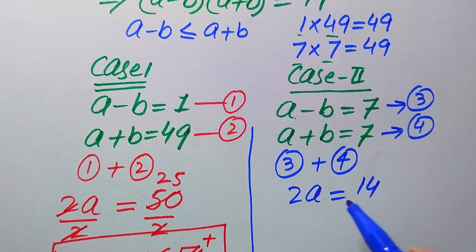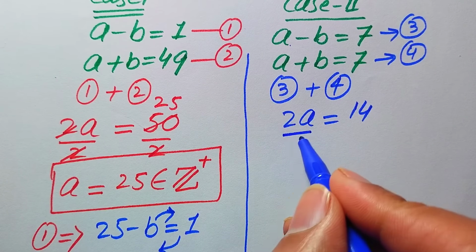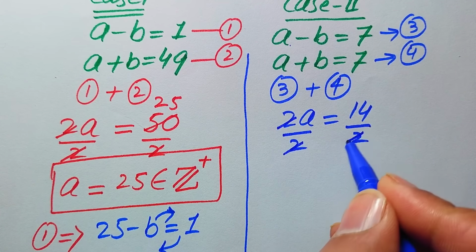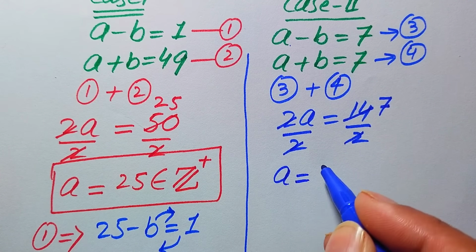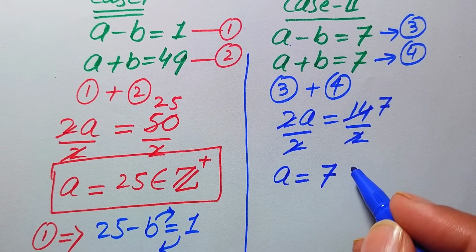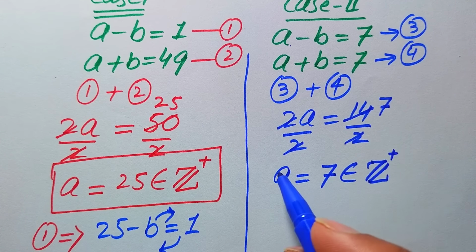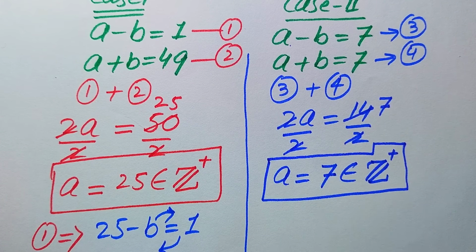And now for the value of a we need to remove this 2 from here, and for this we divide both of the sides by 2. These 2 and 2 are gone, and we get here 2 times 7 becomes 14, and here we easily get a is equal to 7. And again you see that this 7 belongs to the positive integers. This is the value of a which we get here from the second case.